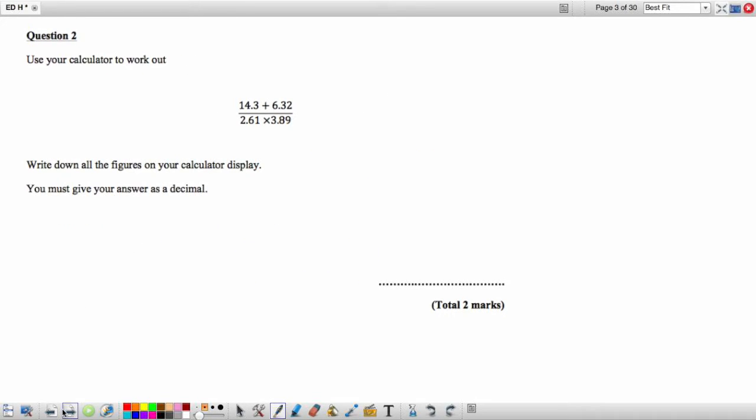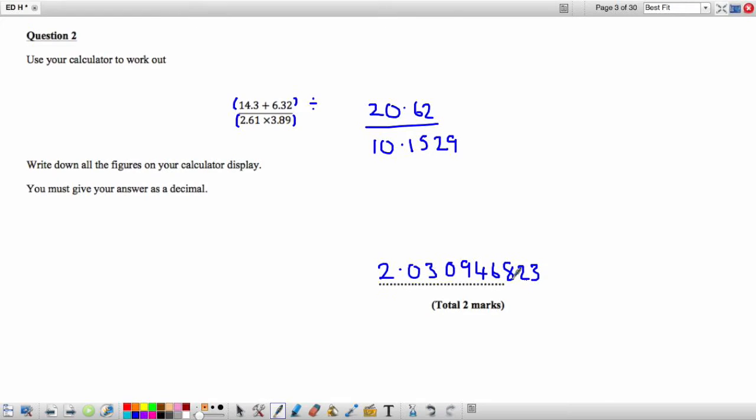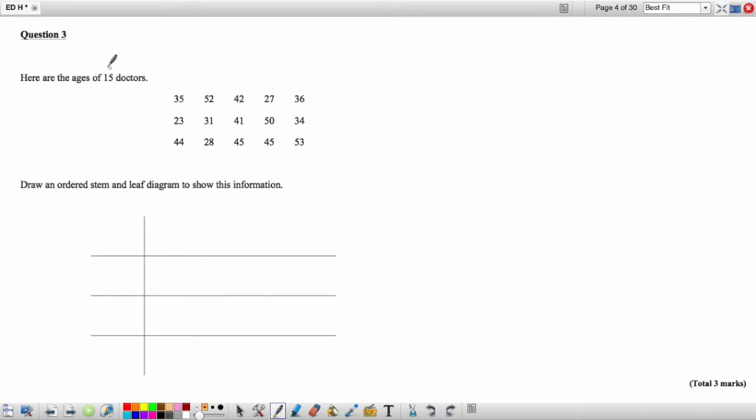Question 2. Use your calculator to work out this. You can do this in one go by using brackets for your numerator and your denominator and pressing divide in between. Or you can work out the numerator first, which gives you 20.62, and then work out the denominator, 10.1529, and then divide. Either way, you need to write down all the numbers on your calculator display, and you should get 2.03946823.